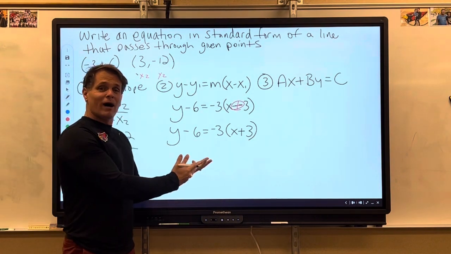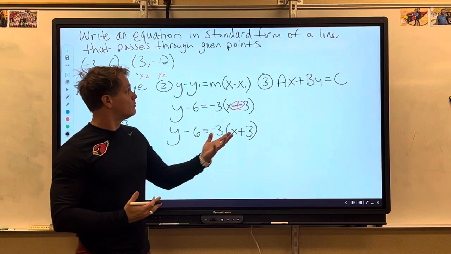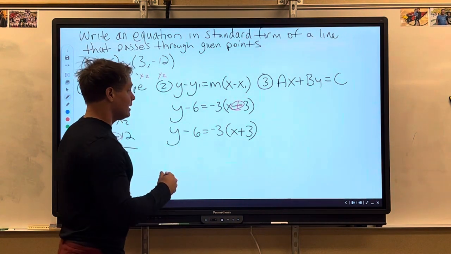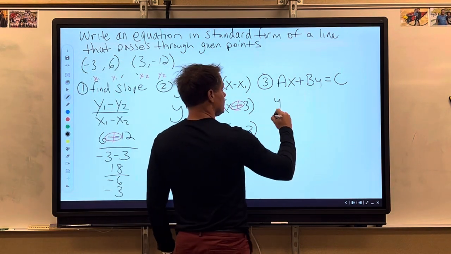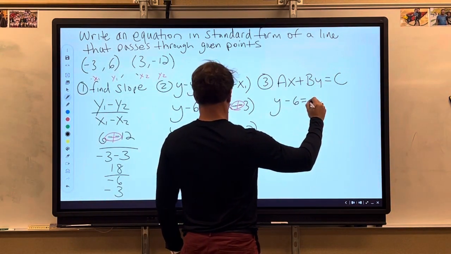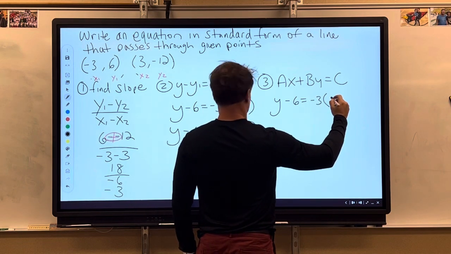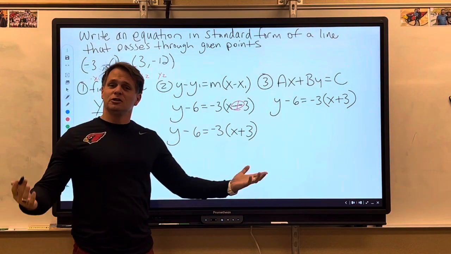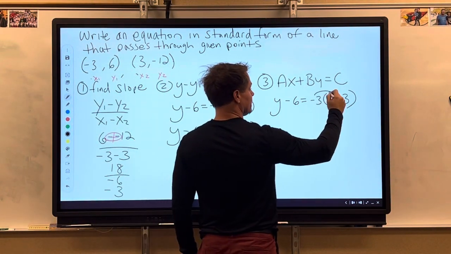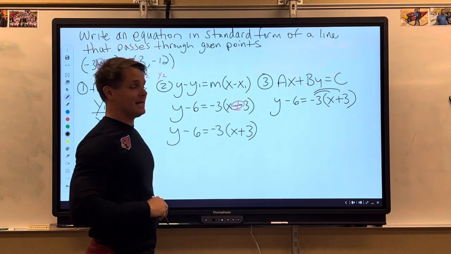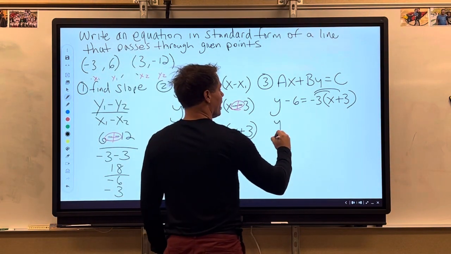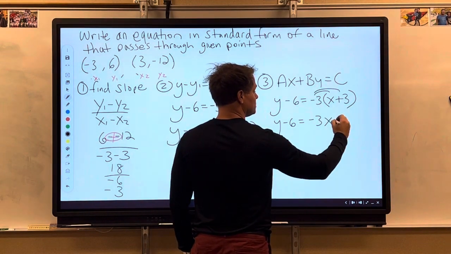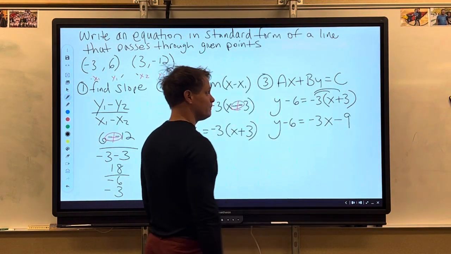Now we want to simplify this point slope form so it looks like standard form. In order to do that, again, I'm first going to do the distributive property. Got -3 times x, -3 times 3. So I got y minus 6 equals -3x. -3 times 3 is -9.